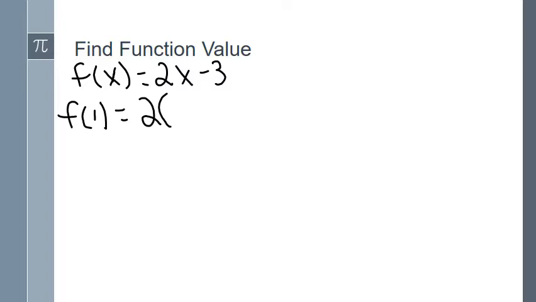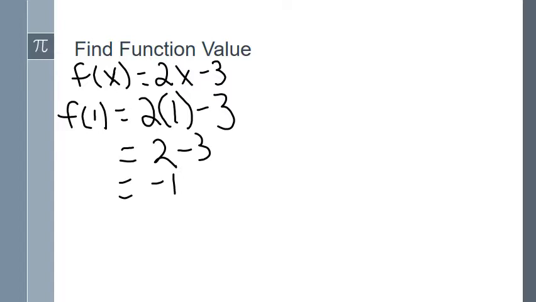All we're going to do is substitute in this value of 1 for x, and then solve. So 2 times 1 is 2. Then we have 2 minus 3. And so when x is 1, f of x, or y, is minus 1.